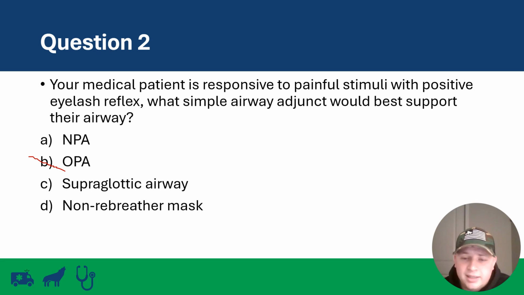C, I'm not going to get a supraglottic airway in somebody with a gag reflex. And D, a non-rebreather mask. So D is not even an airway adjunct. So I know that A is my answer.